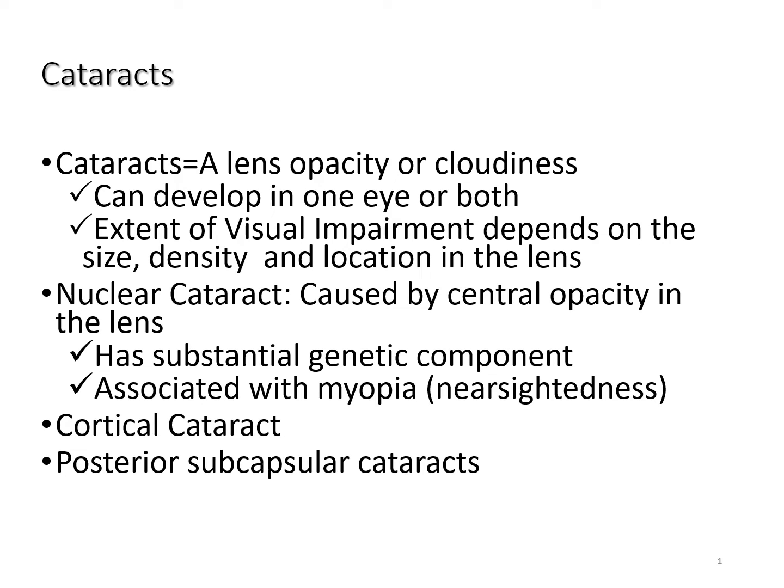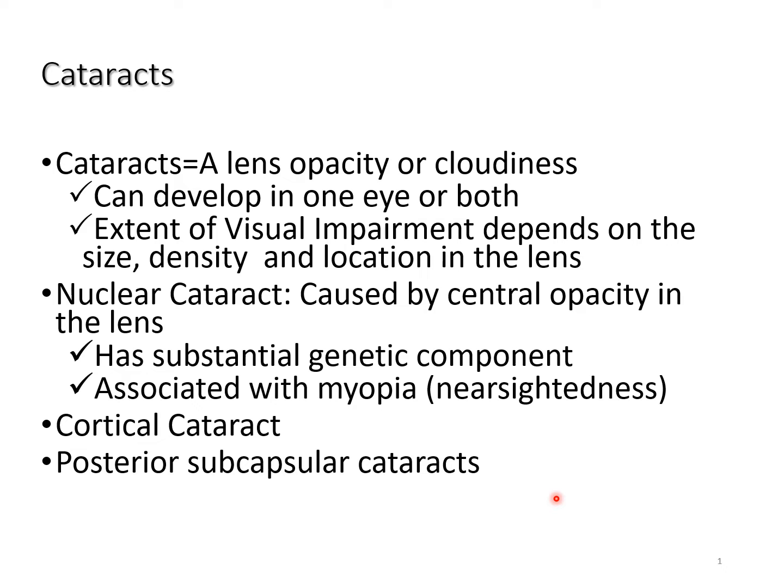All right, so we're continuing with cataracts at this point. So this is lens opacity or cloudiness, right? Pretty straightforward. And I'm pretty sure you have family members who've had cataracts, right? So lens opacity or cloudiness, it can develop in one or both eyes. Extent of visual impairment depends on the size, density, and location in the lens.